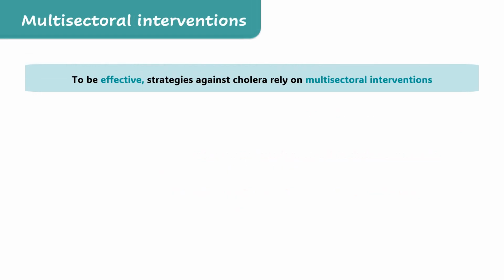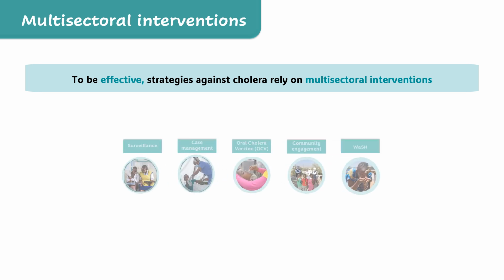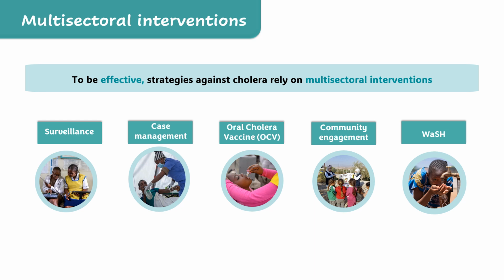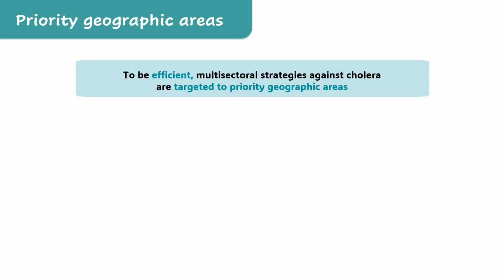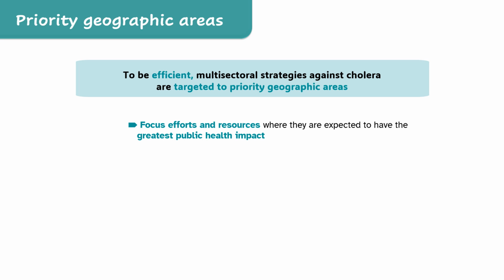To be effective, strategies against cholera defined in NCP must be multisectoral and include interventions across all cholera control and prevention pillars. These are surveillance, case management, vaccination, community engagement, and WASH. To be efficient, multisectoral strategies against cholera defined in NCPs must be spatially targeted to priority geographic areas. This is in order to focus efforts and resources against cholera in the geographic areas where multisectoral interventions are expected to have the greatest public health impact.